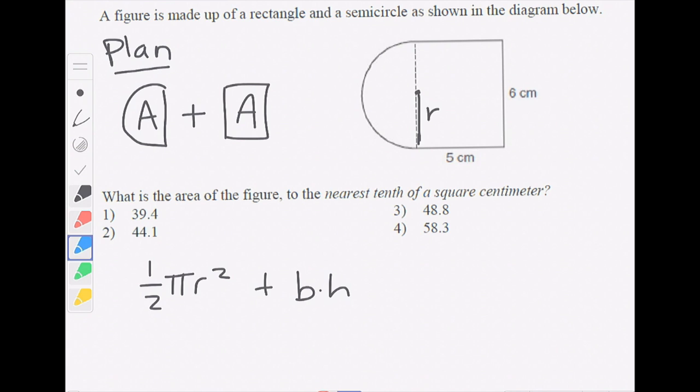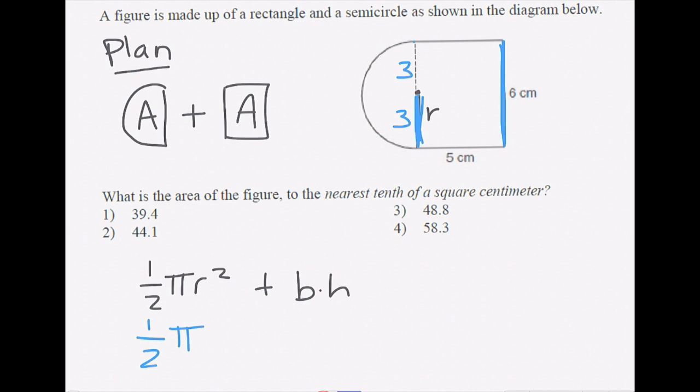So to finish my calculation here, it would just be half of pi times the radius. Well, the radius isn't given in the question, but the radius of the semicircle goes from the center to its edge. If it's 6 for this length right here, then it must be 3 for the radius to make up that 6. So I'll know that my radius is 3.